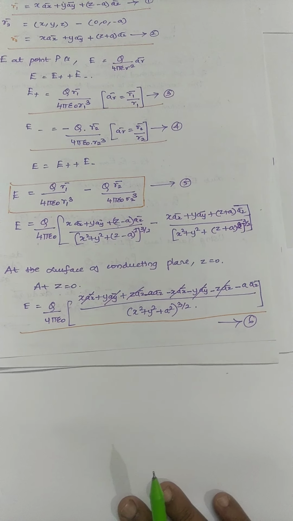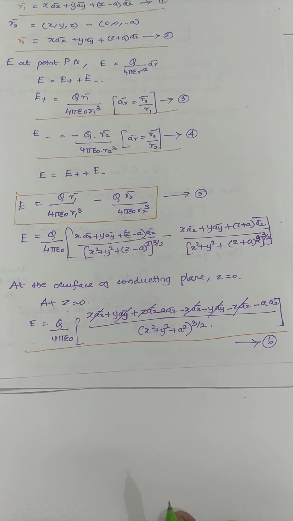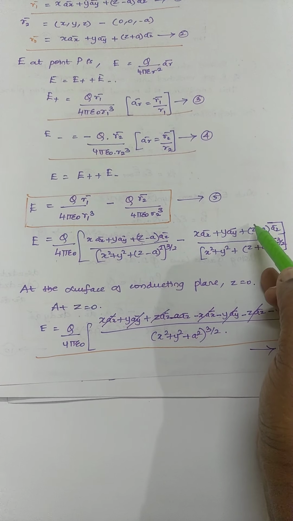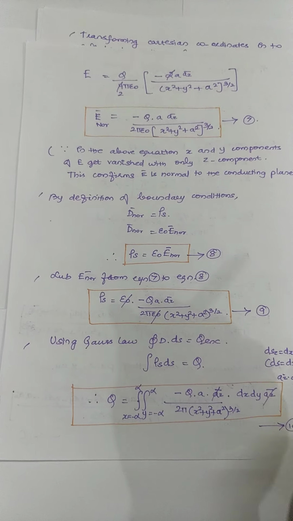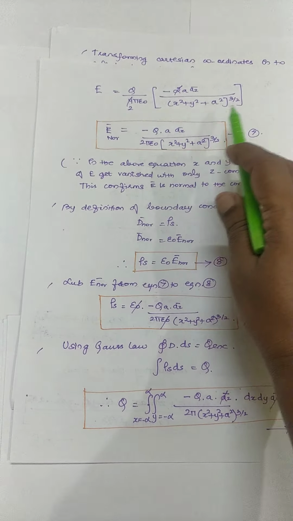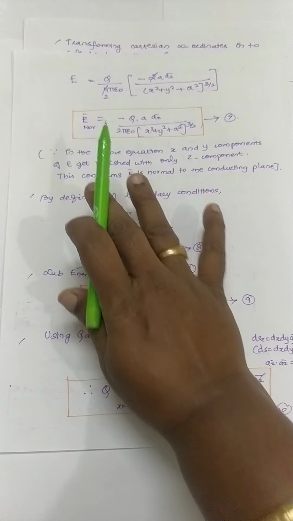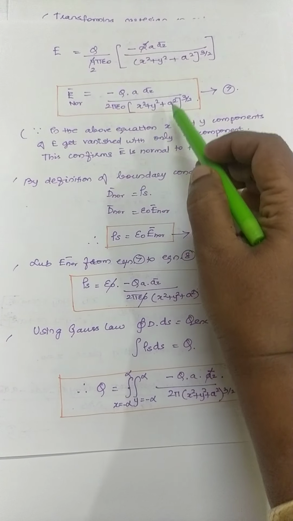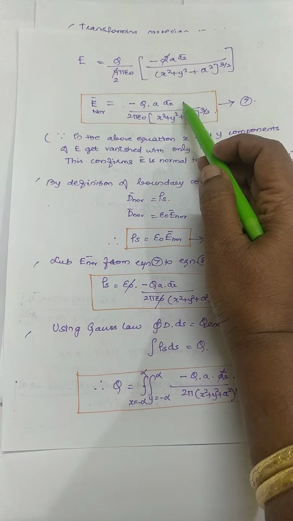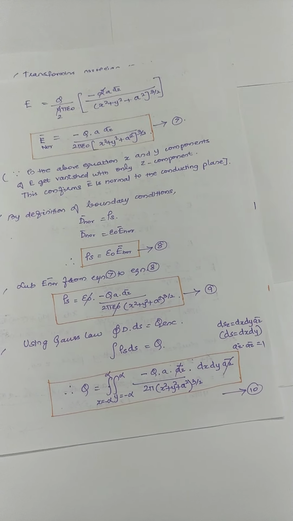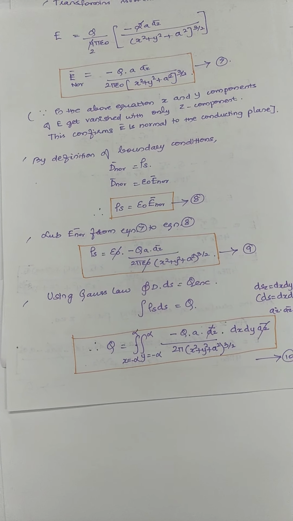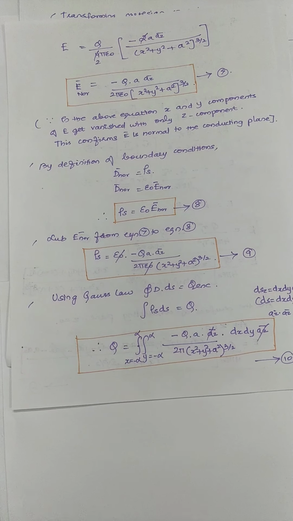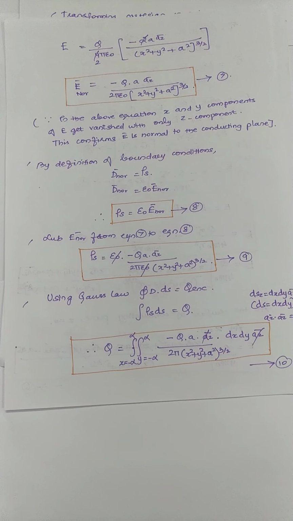Simplifying the equation with the condition that at the surface of the conducting plane Z is equal to 0, when Z becomes 0, these terms will be 0. Upon simplification, the equation reduces to E equal to Q by 2 pi epsilon naught A, Z vector. Why do we say this is a normal component? In this equation we have an aZ vector, not aX or aY vector, so the X and Y components do not exist. We have only the Z component. Therefore, it is normal to the plane, which confirms the condition of E being normal to the conducting plane.